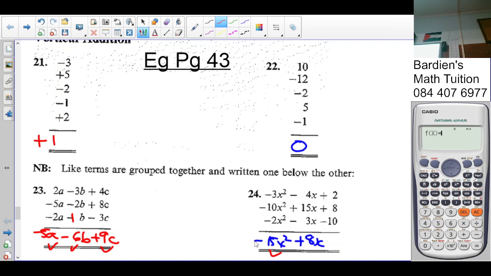11x minus 3x is 8x. There we go. That's how you get that. You understand? Where did you go wrong? I didn't write the negative by the 3x squared. So by 3x, you're a positive. You just left it. You had a blank, so it's positive.